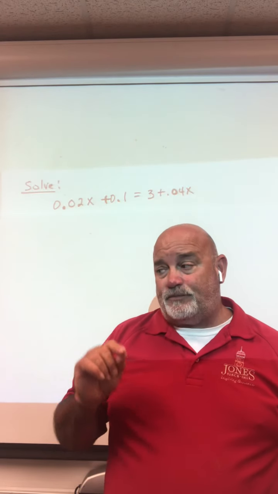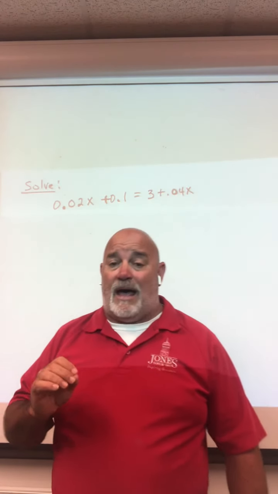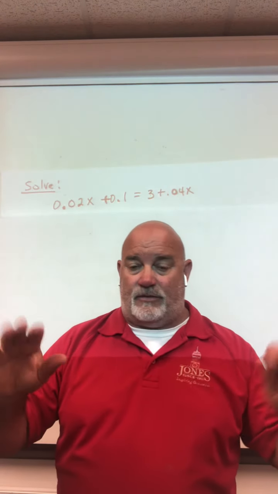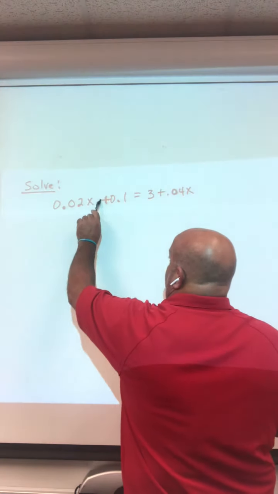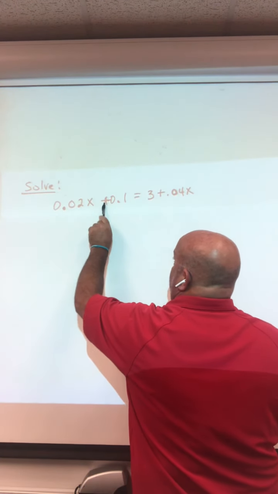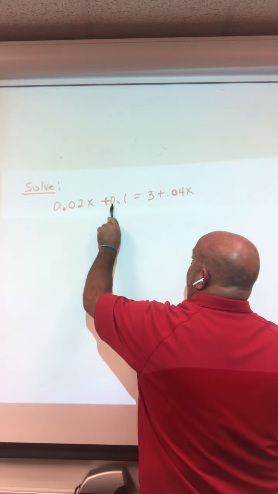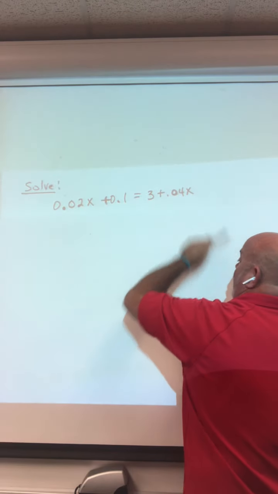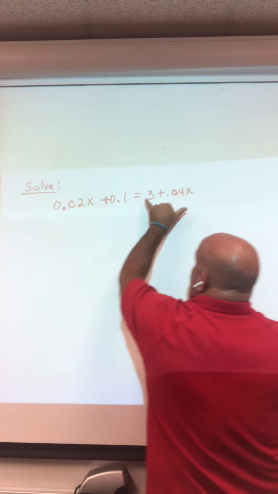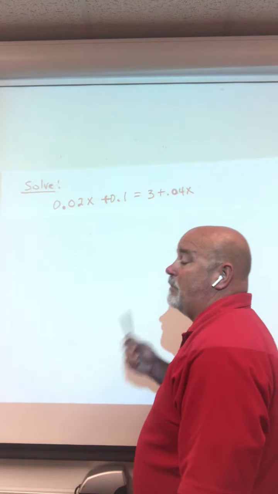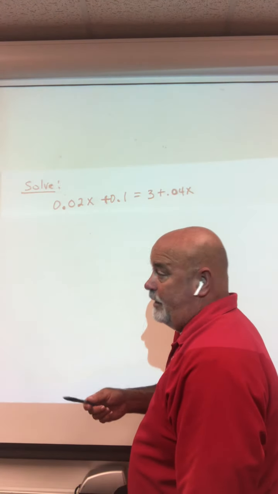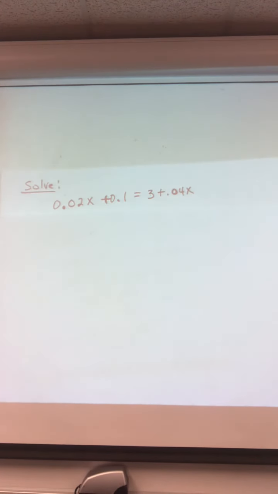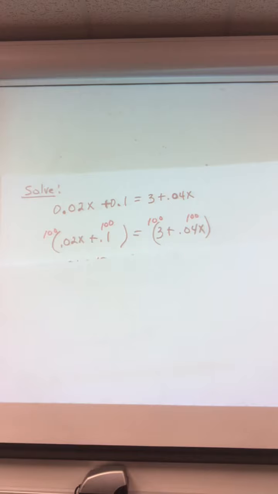But remember, we said when you multiply a side, it has to be every term on both sides. So let's see how many terms we've got. This is one term, plus, this is another term, equal, this is another term, plus, this is another term. So we've got two terms over here, two terms over here. So we're going to multiply by 100 by all four of these. So I'm going to put 100 by all four of those.